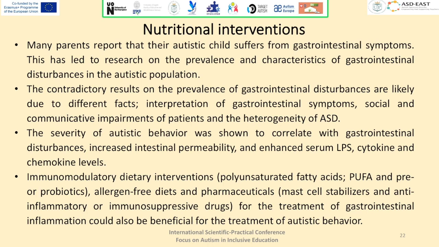The severity of autistic behavior was shown to correlate with gastrointestinal disturbances, increased intestinal permeability, and enhanced serum LPS, cytokine, and chemokine levels. Immunomodulatory dietary interventions such as polyunsaturated fatty acids, shortly PUFA, and pre or probiotics, allergen-free diets, and pharmaceuticals, mast cell stabilizers, and anti-inflammatory or immunosuppressive drugs for the treatment of gastrointestinal inflammation could be also beneficial for the treatment of autistic behavior.